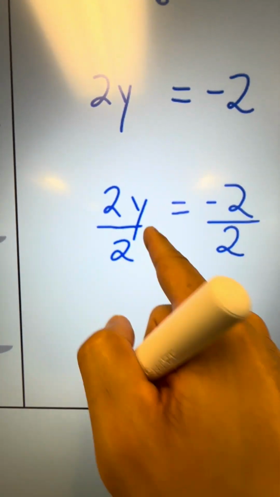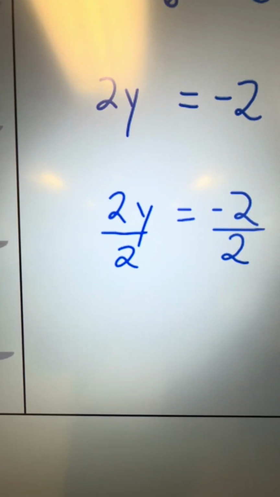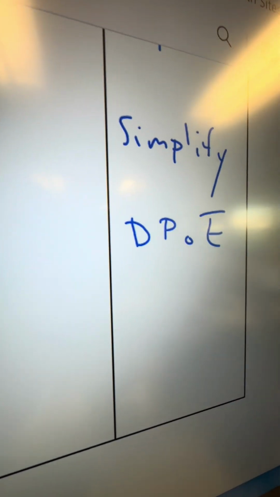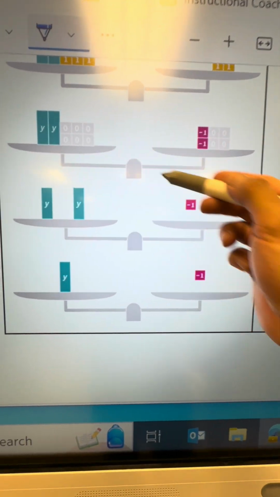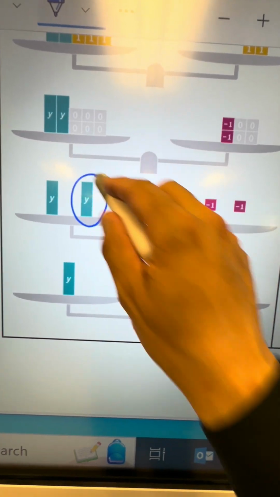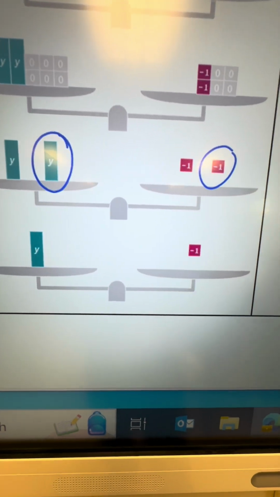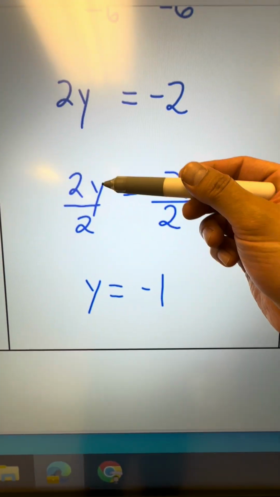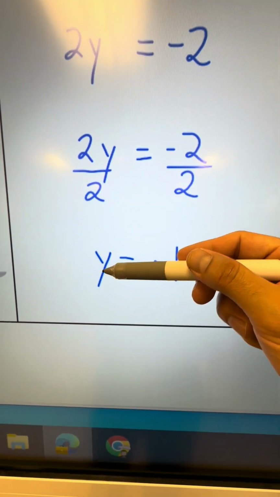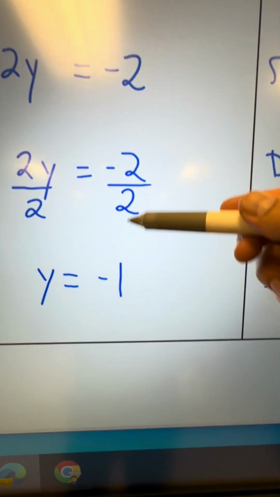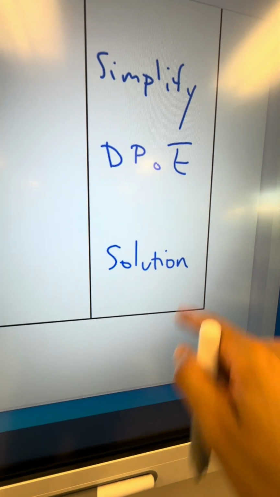So that's what the division of the 2 lets me know, splitting it up into 2 groups. And again, this is division property of equality. By doing division property of equality, we can see that each y matches up with a negative 1. So that lets me know my solution is y equals negative 1. And you can see here algebraically, 2 divided by 2 is just 1y, and negative 2 divided by 2 is negative 1. And the reason: solution.